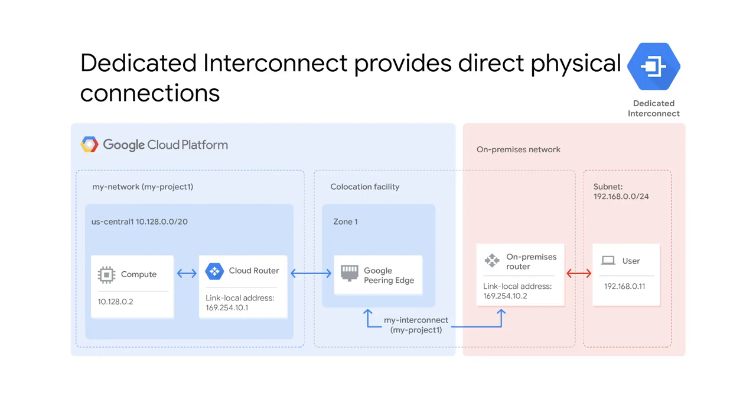Dedicated Interconnect provides direct physical connections between your on-premise network and Google's network. This enables you to transfer large amounts of data between networks, which can be more cost effective than purchasing additional bandwidth over the public internet.